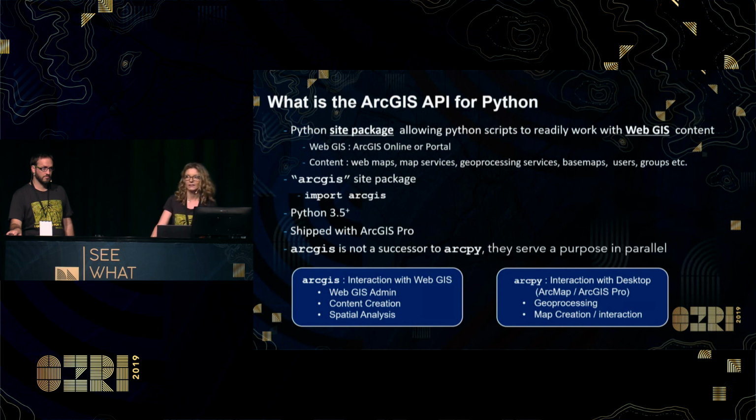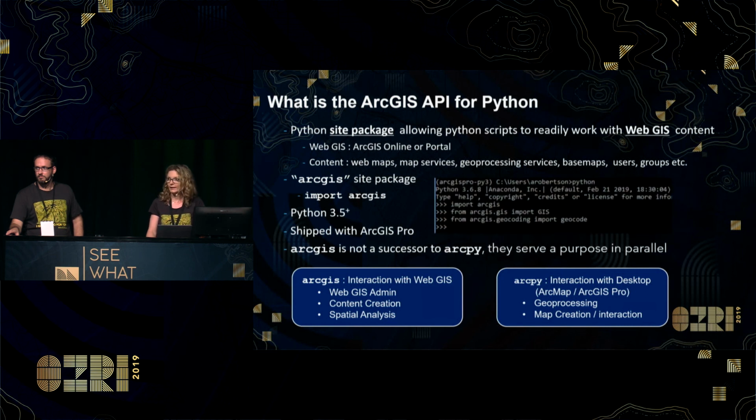So what is the ArcGIS API for Python? This API is a Python site package called ArcGIS, which allows Python scripts to readily work with WebGIS content. So that's your content within ArcGIS Online or your content within Portal for ArcGIS. So we're talking about an API designed to work with your web maps, services, users, groups, really anything listed as an item within your WebGIS.